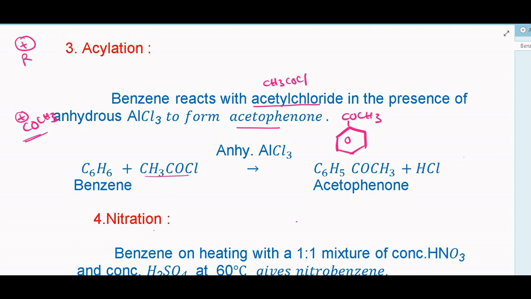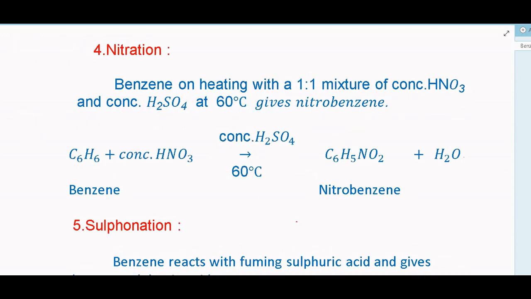Coming to the next reaction, that is the nitration reaction. In the nitration reaction, benzene reacts with nitration mixture. What is the nitration mixture? A 1:1 ratio of concentrated HNO3 and concentrated H2SO4. We call it the nitration mixture. Benzene on heating with a 1:1 mixture of concentrated HNO3 plus concentrated H2SO4 at 60 degrees centigrade gives us nitrobenzene, C6H5NO2.